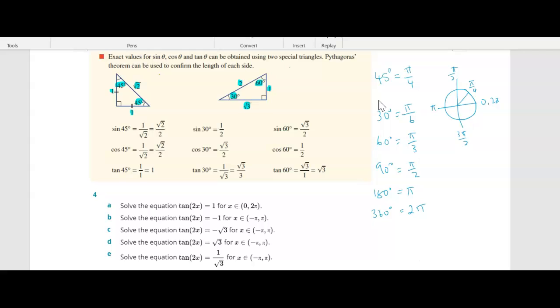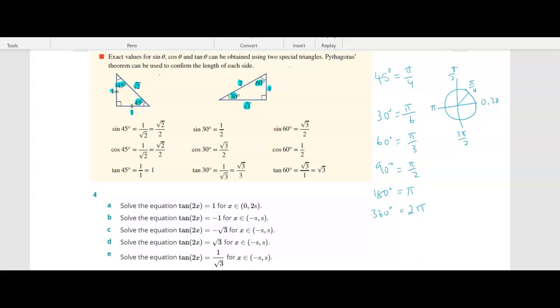Okay, so for question 4, we're going to be solving some equations. I'm only going to do 2 because I don't want this video to go on forever. But if you got this sort of question in exam 1, you do need to know your exact values. So don't think, oh, I don't need to know them. You do need to know them.